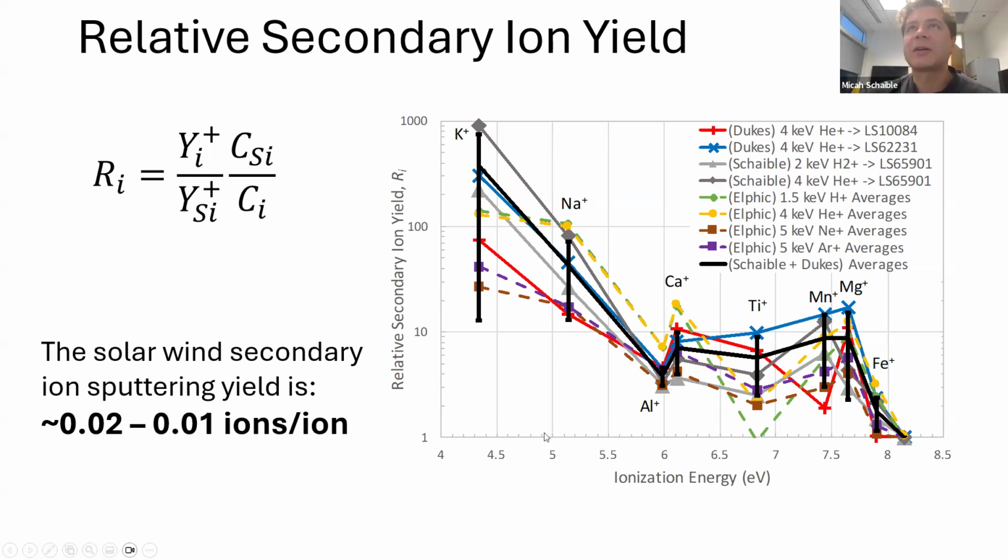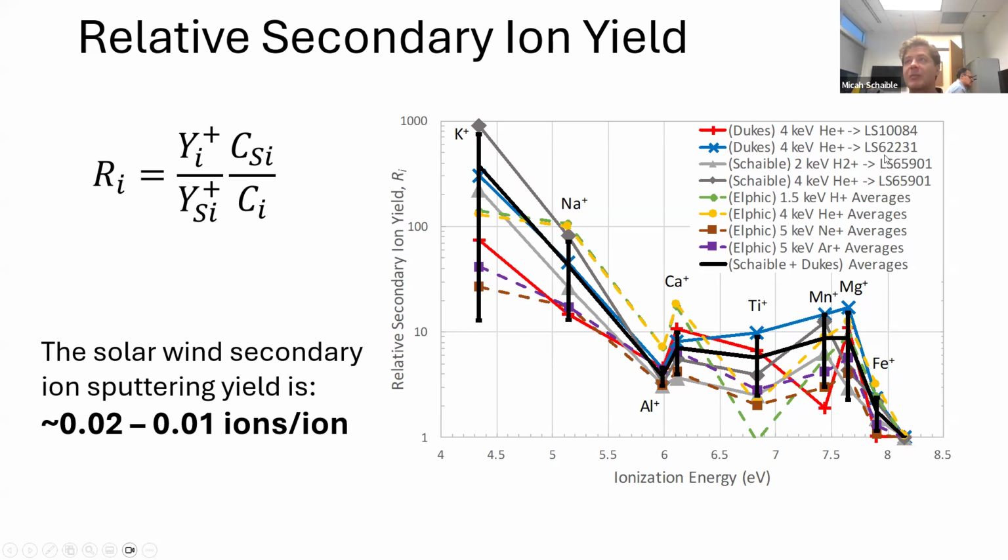And so this tells us, you know, if we see a high ion signal for, say, potassium, which has a relatively low abundance in our sample, this has a high relative secondary ion yield. We see that that relative secondary ion yield is roughly proportional to the elemental ionization energy. So species that are easily ionized, like potassium and sodium, calcium, those have relatively high secondary ion yields compared to, for example, silicon, which everything is ratioed to here.